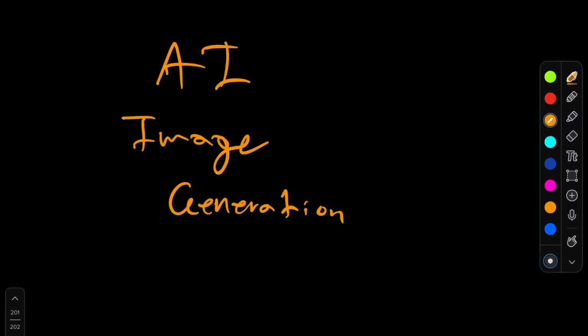Let's talk about AI image generation, one of the cooler functionalities of AI. There's roughly 80 million AI images generated every day across the major platforms these days, so it's certainly a function that's being used a lot, and it's only going to get better.